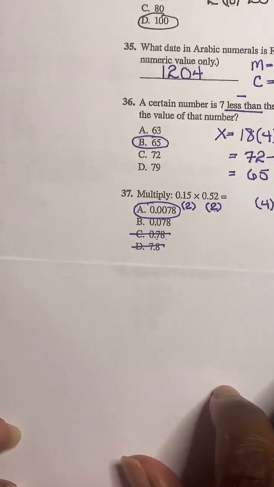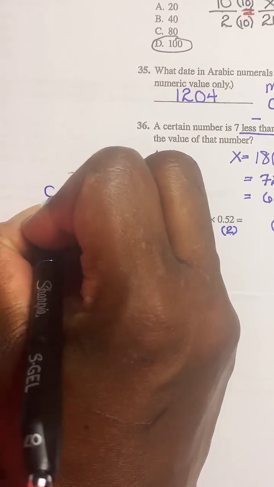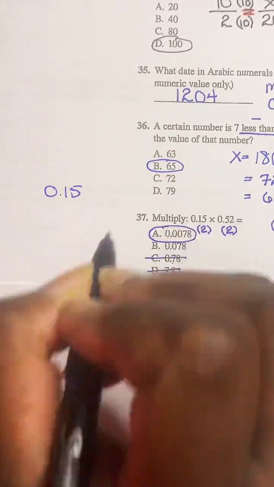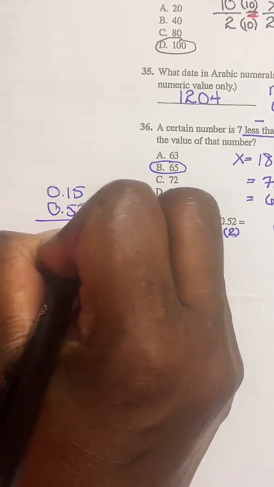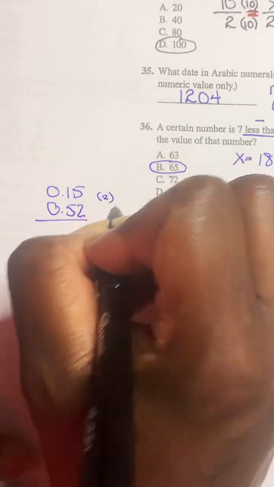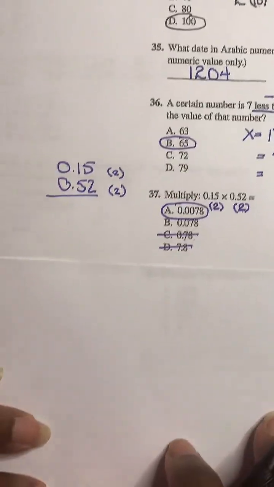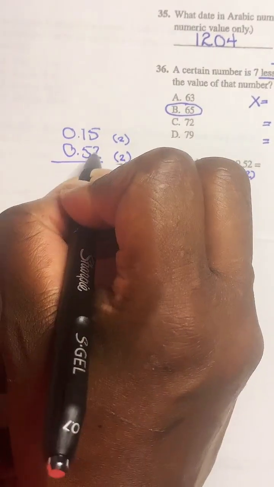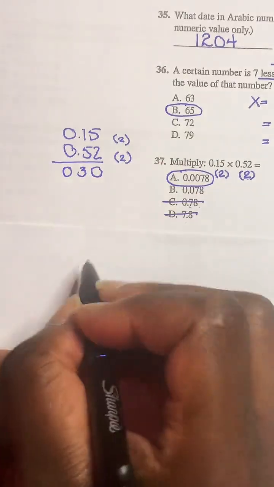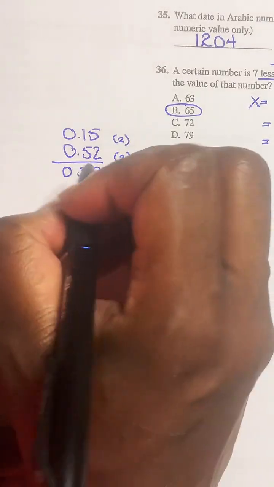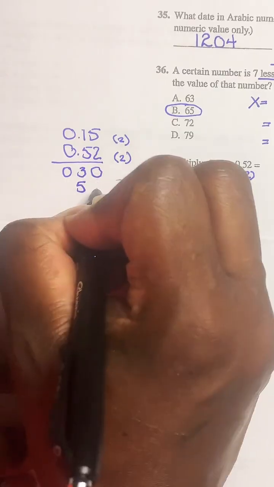Okay. Want me to show you? Here we go. You have 0.15 times 0.52. Again, this is 2 decimal places, this is 2 decimal places. 5 times 2 is 10. Carry the 1. 2 and 2 is 2. 2 times 1 is 2 plus 1 is 3. Then you have your 0. Now, 5 and 5, that's 25. Put down the 5. Carry the 2.